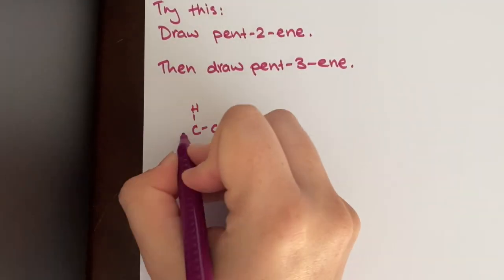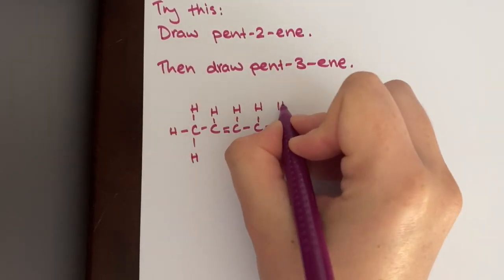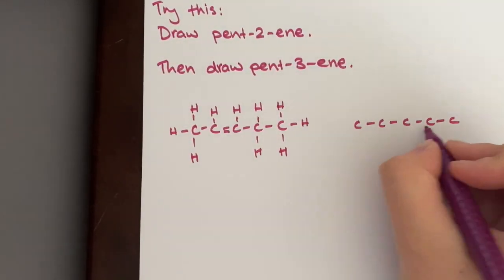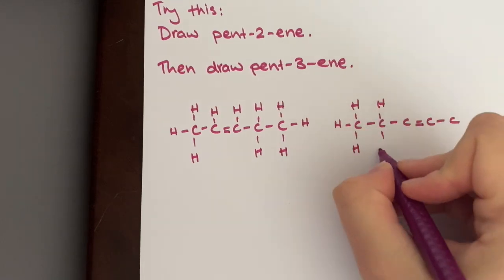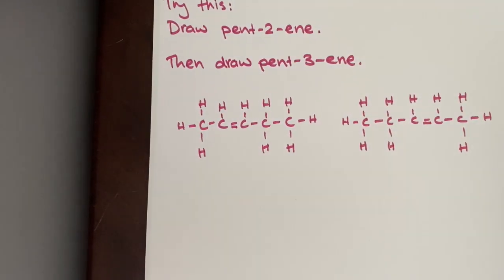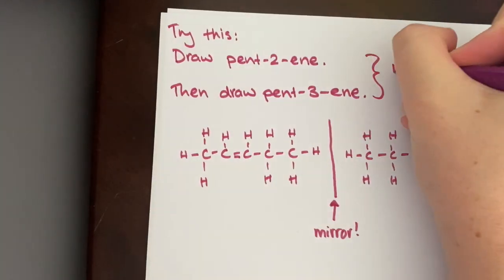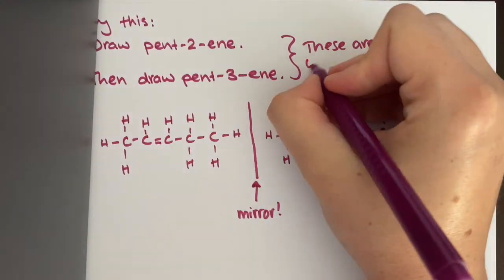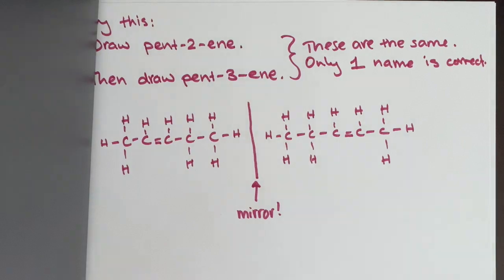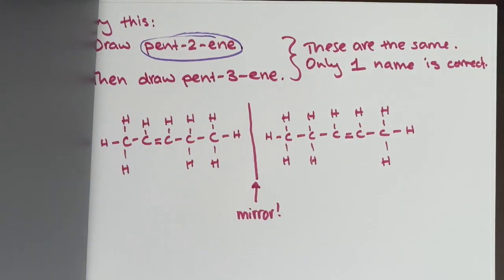So I've just drawn pent2ene, double bond between the second and third carbons, and pent3ene, drawing the double bond between the third and fourth. What you'll notice is that these are actually mirror images of each other, so they're the same, but only one name is correct. And you guessed it, it's pent2ene.